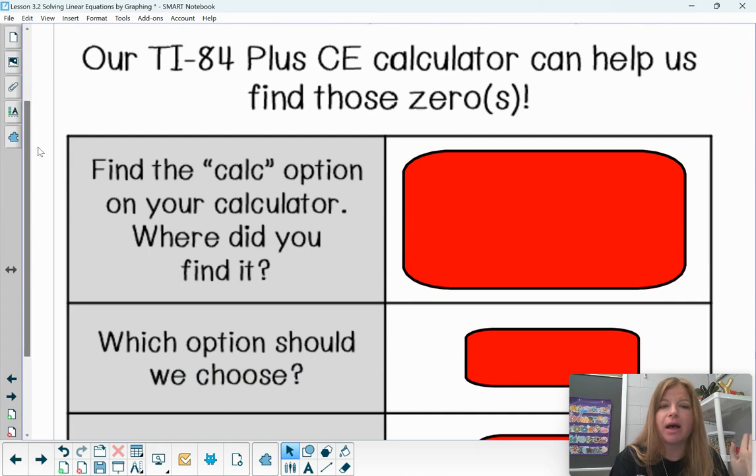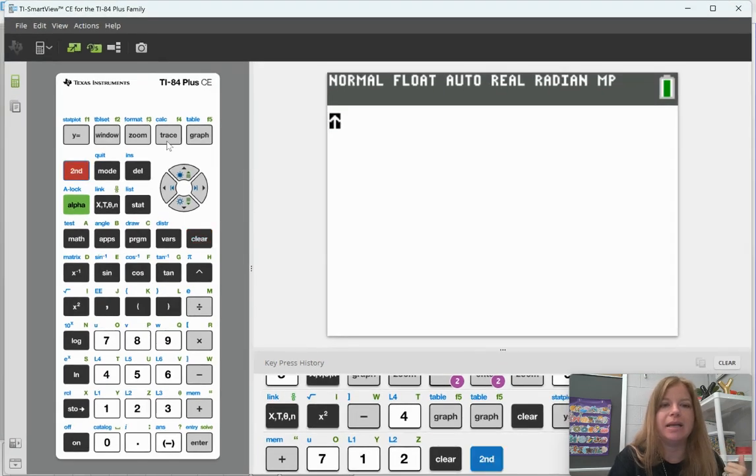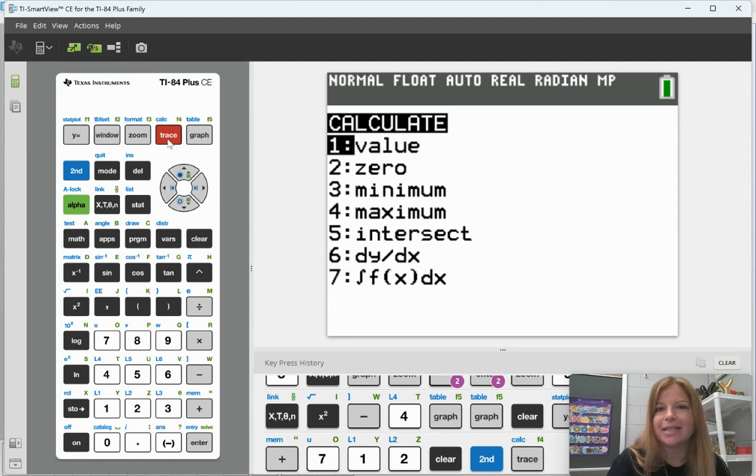So find the calc option on your calculator. Where did you find it? Many students might not know where the calc option is on their calculator, so you want to look around with them and notice, is it on one of the main buttons? Eventually, hopefully, one of you may find that it's actually above the trace button. So I would have my students write down that the way to access the calc function is to click second, the blue button, and then trace. On my emulator here, if I go to second and then trace, I access that calc function.